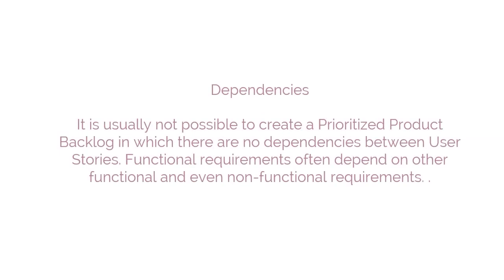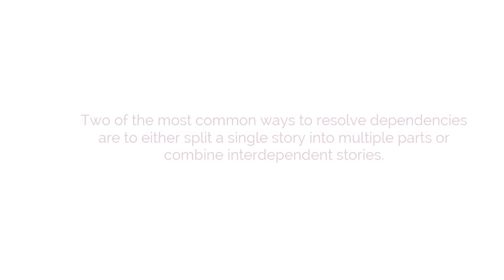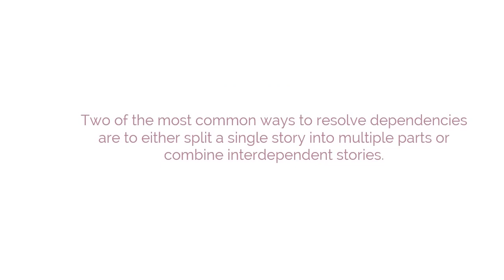Dependencies. It is usually not possible to create a prioritized product backlog in which there are no dependencies between user stories. Functional requirements often depend on other functional and even non-functional requirements. Two of the most common ways to resolve dependencies are to either split a single story into multiple parts or combine independent stories. The second output of this process is the done criteria.